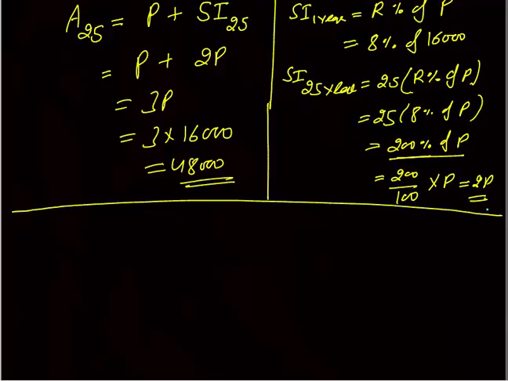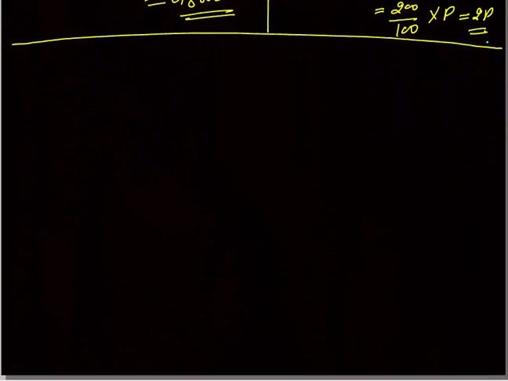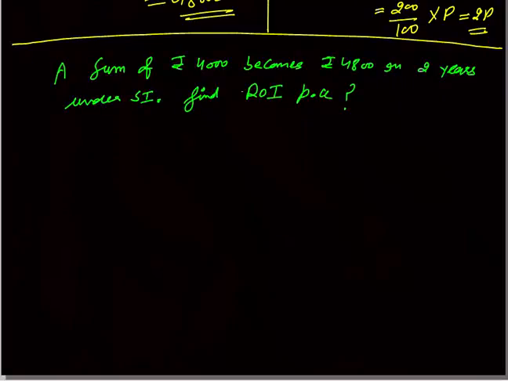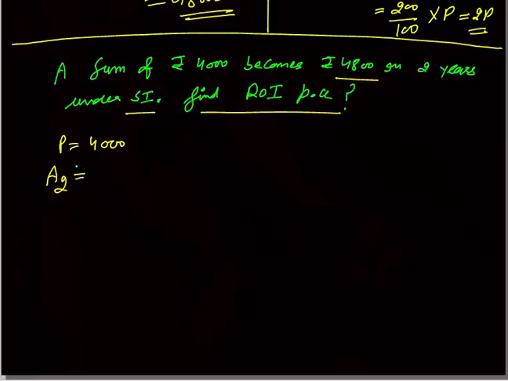Next question I'm going to discuss is: a sum of rupees 4,000 becomes 4,800 in 2 years under simple interest. Find the rate of interest per annum. In this, your principal is 4,000. In an exam, you have to write the minimum in order to solve the question. Now, amount after 2 years, A2, is 4,800. Now, what will be the simple interest for 2 years? This is amount minus principal, that is 800. This is the simple interest of 2 years.